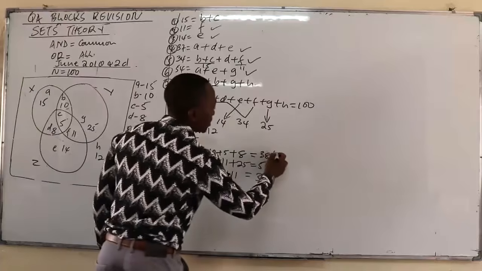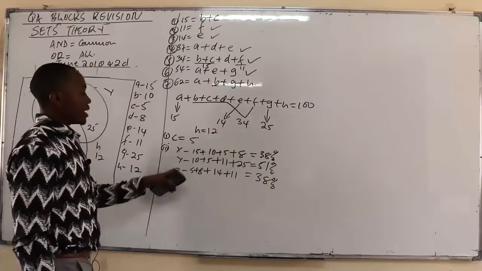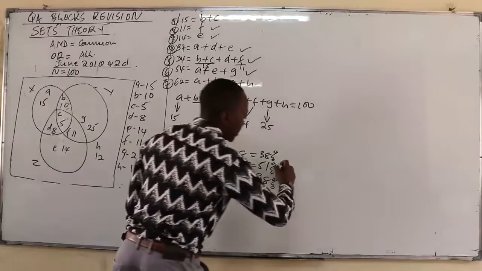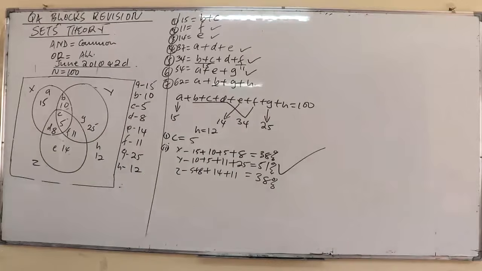This is percentage. So who will be elected unopposed? Y. Y has 51%. That's what they were looking for. Good.